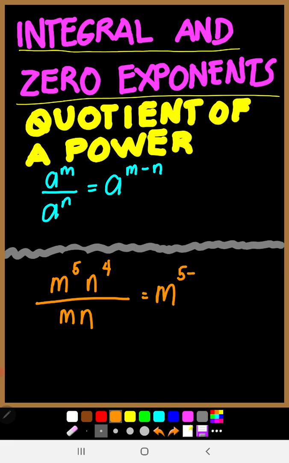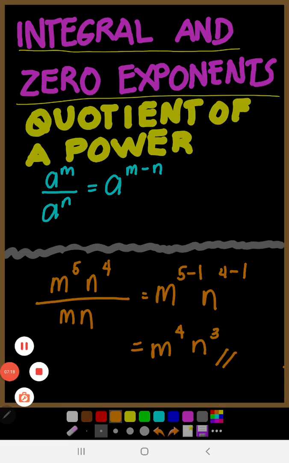So, 5 minus 1. Sa n naman, ang exponent na nasa numerator is 4 minus the exponent na nasa denominator. Again, wala yung 1, so invisible 1. Walang exponent, so therefore it is the invisible 1. Okay, so m, 5 minus 1 is 4, and then n, 4 minus 1 is 3. So that is our final answer.